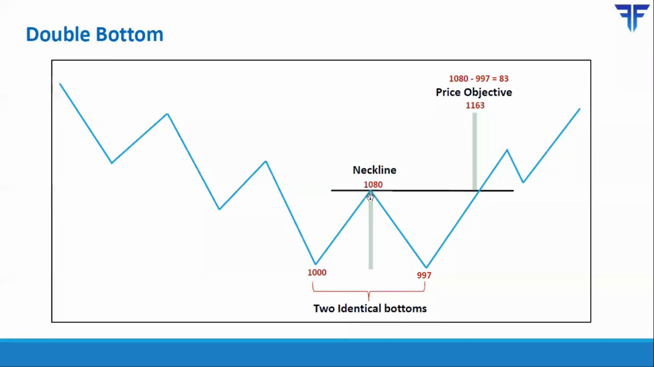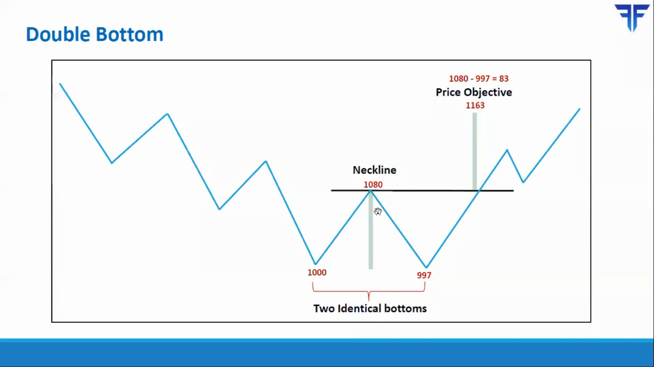I've randomly called the first bottom at 1000 rupees, the intervening high at 1080, and the second bottom at 997. Once the price starts to reverse from 997 and approaches the neckline, once that neckline breaks, the double bottom pattern completes.